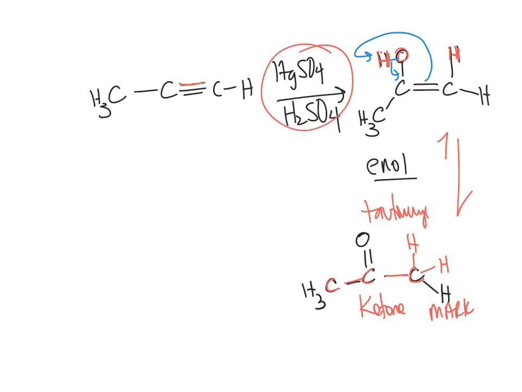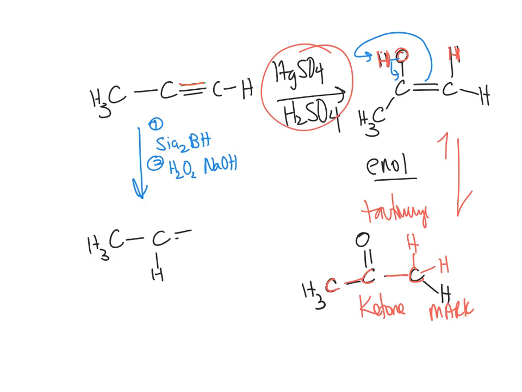Now, get out another reaction sheet, and what if you add diisoamyl boron, and then you treat it with hydrogen peroxide and sodium hydroxide? Then what enol do you get? You get this enol. Now you have water added, and the OH is added to the less substituted carbon. And this is the anti-Markovnikov.